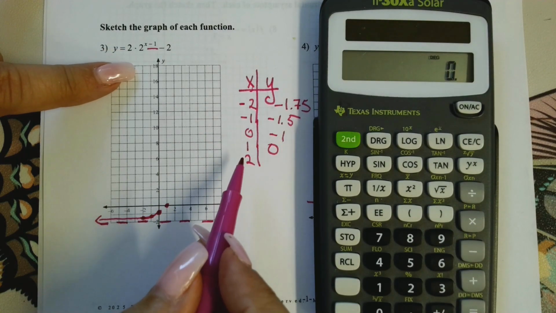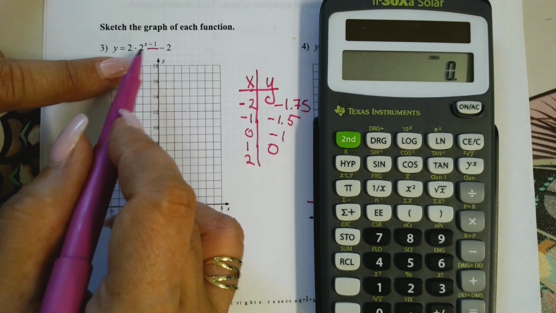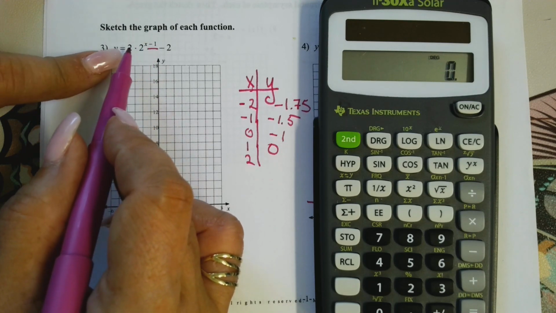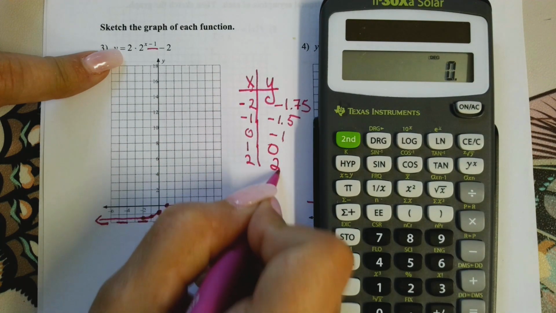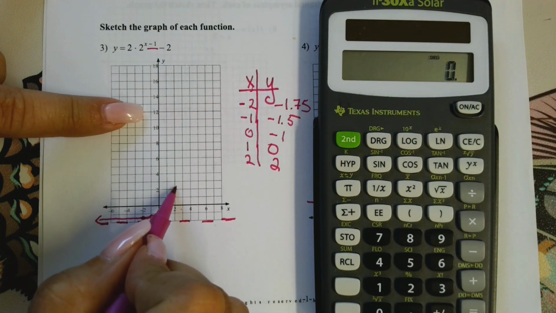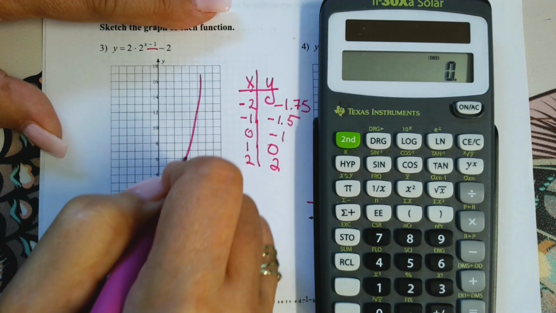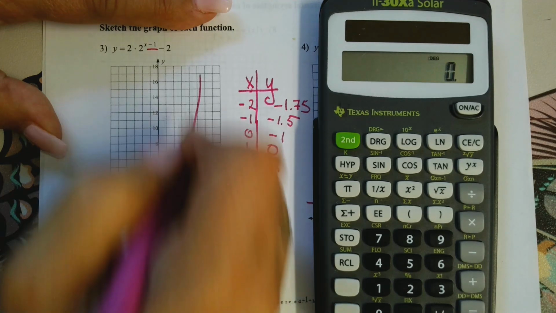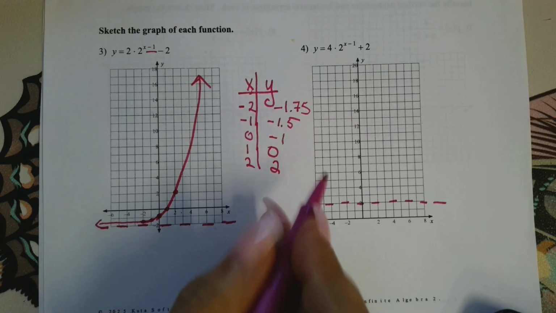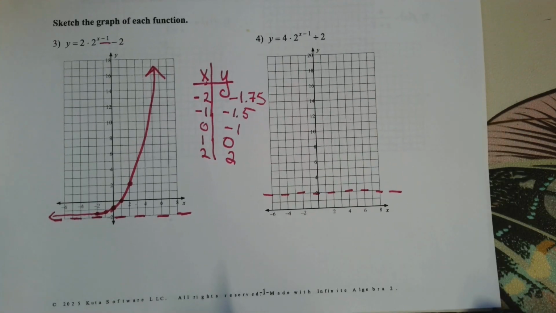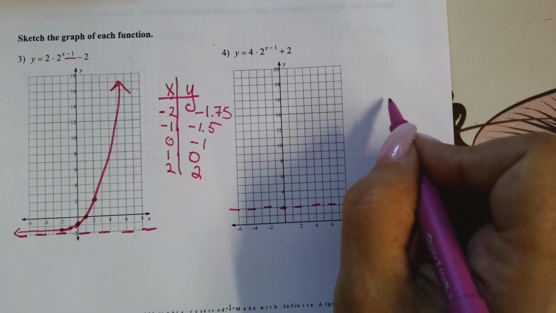And then at 2, we plug in a 2 here. 2 minus 1 is 1. 2 to the 1st is 2. 2 times 2 is 4. 4 minus 2 is 2. So at 2, we're at 2. And that is enough. We all know that this is going to take this general shape. We just need to make sure you have that asymptote down there. And that's enough points. Okay? We do exactly the same thing for this guy.